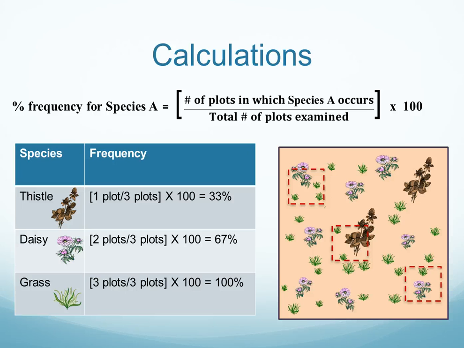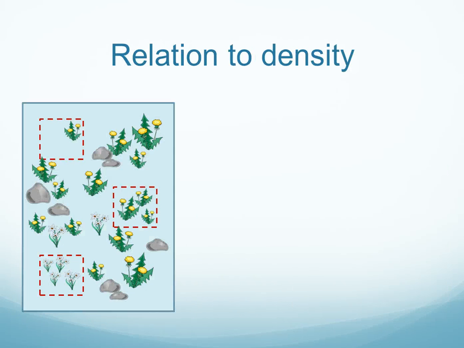One thing I do want to point out is that the fact that there are 3 grass plants in this quadrat does not matter, because we're only looking for presence. So all you need is one plant in order to record the presence, and the number of individuals in the quadrat is not recorded. It does not affect the frequency measurement.